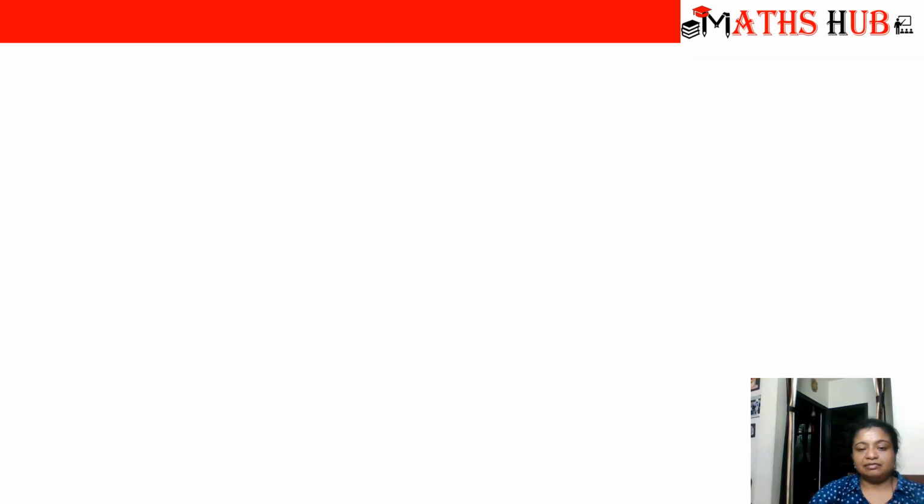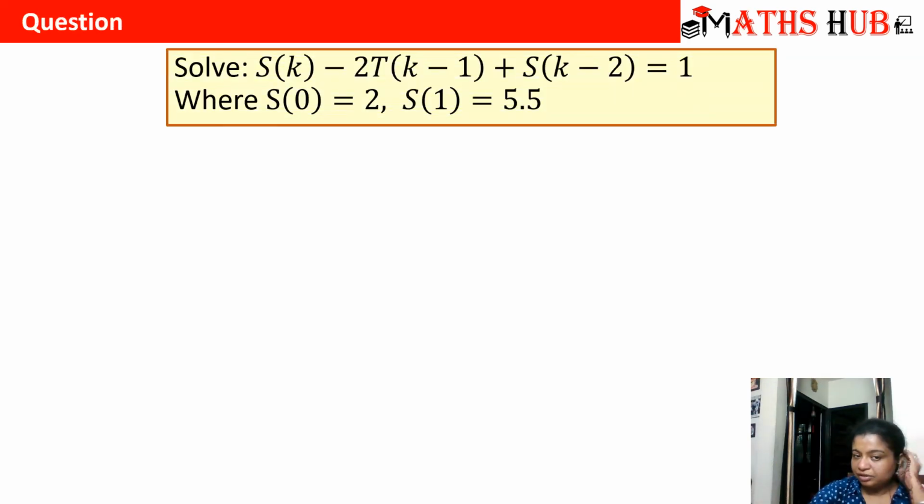And we will be solving one more question. s_k minus 2 s_(k-1) plus s_(k-2) is equal to 1, where s_0 is 2 and s_1 is 5.5. So for the homogeneous solution, you can put this equation equal to 0. So we will have s_k minus 2 s_(k-1) plus s_(k-2) equal to 0.